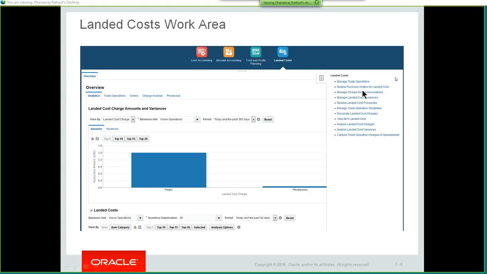Landed cost, where you can define your trade operations and you can use landed cost management to acquire products and the additional overhead on those purchases.